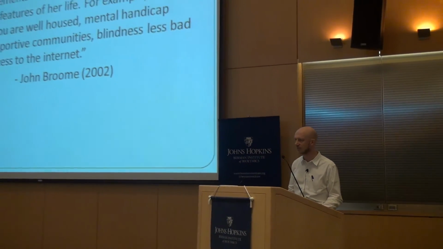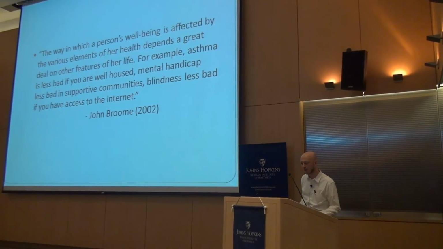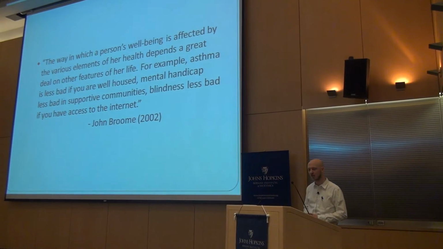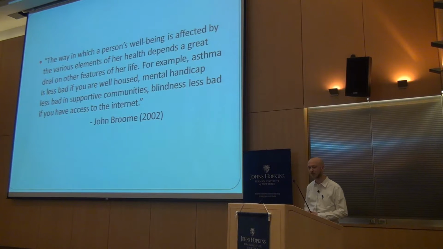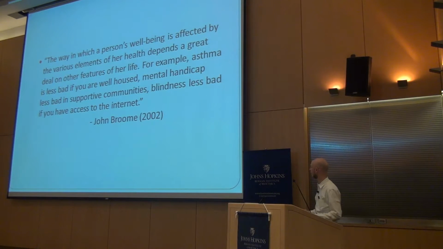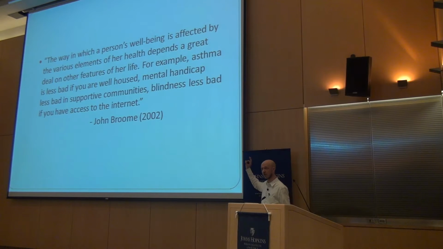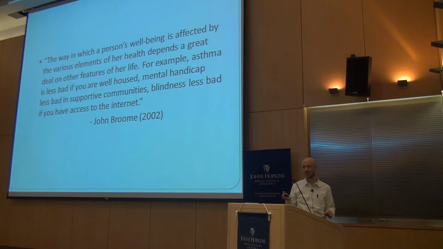This is John Broome making this point. He says, the way in which a person's well-being is affected by the various elements of her health depends a great deal on other features of her life. For example, asthma is less bad if you're well housed, mental handicap less bad in supportive communities, less bad if you have access to the internet. The idea presumably being that you can have a reader that can read the text to you in a way that you wouldn't have if you didn't have access to the internet.